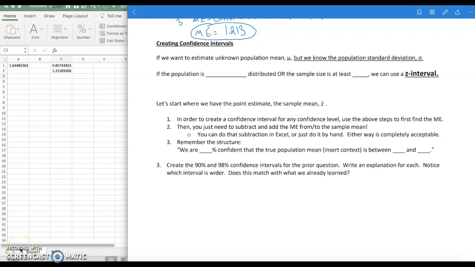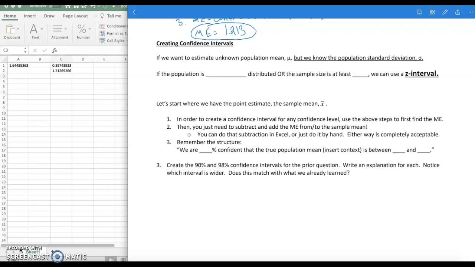Okay, so we've found a z-score for a given confidence level, and we found the margin of error for a given confidence level. And now we want to actually get to creating the confidence intervals. We're going to start with this situation. We want to estimate an unknown population mean mu. So we don't know mu. We're trying to estimate it or capture it with this confidence interval that we're building.